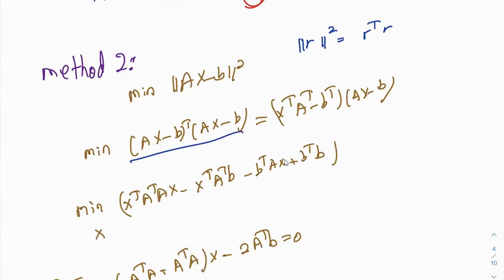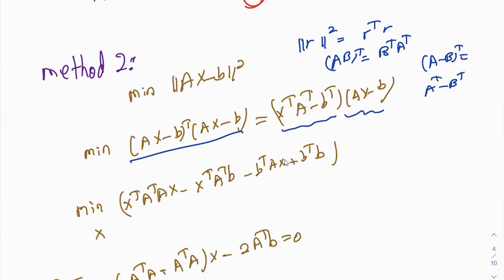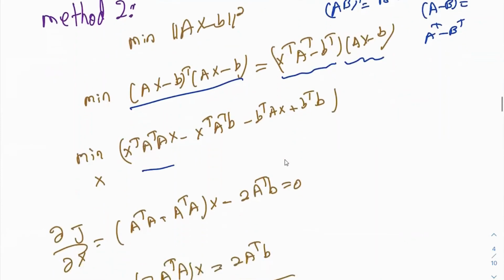So that's what I do here in this step. Then I'm going to use the property of transpose, that (AB) transpose is equal to B transpose A transpose, and (A minus B) transpose is A transpose minus B transpose. These are the properties that I've used. So I transpose the first parenthesis, that's what I get. Then I multiply them together. This is what you get here.